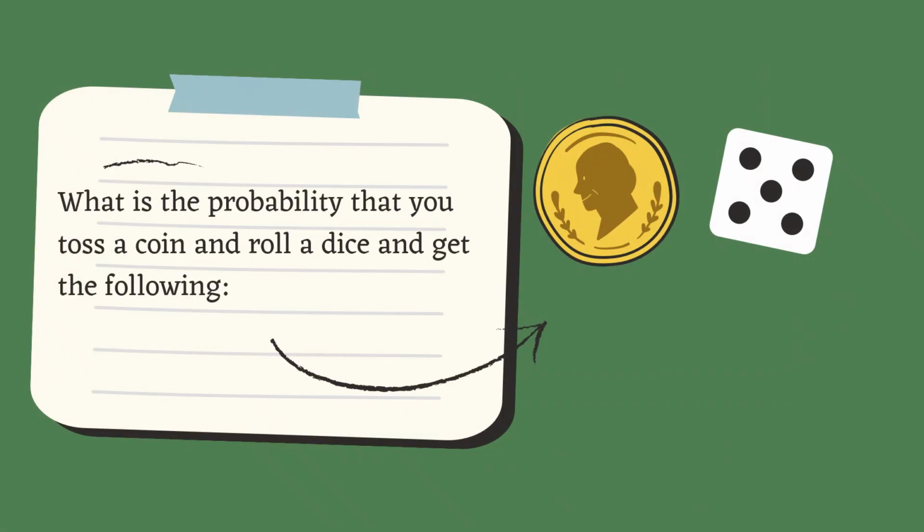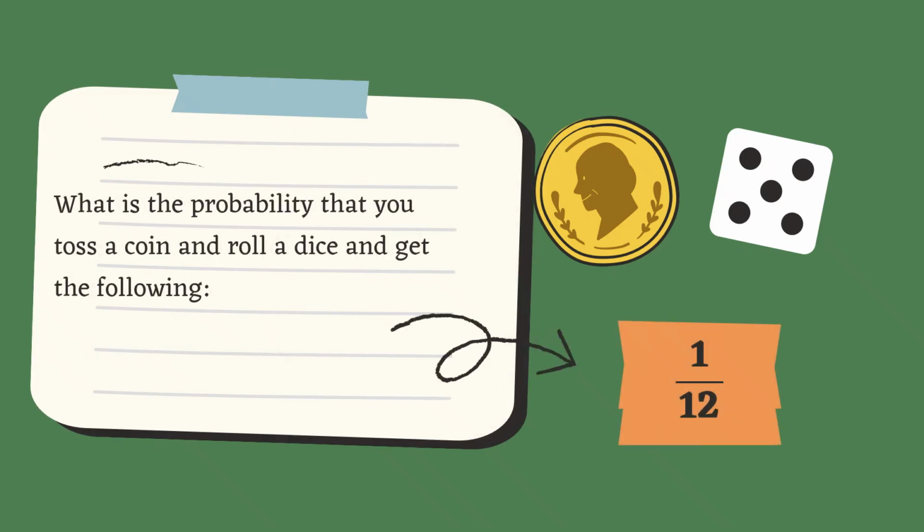Now, what is the probability that you toss a coin and roll a die and get the following? So we have one half. Now, how so?